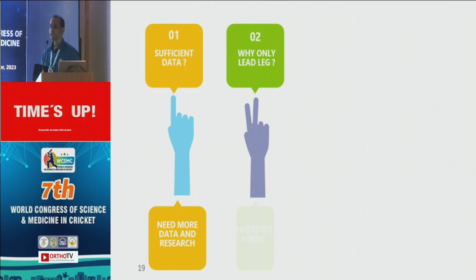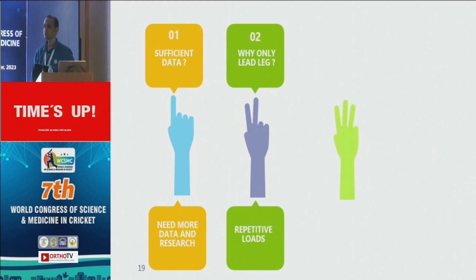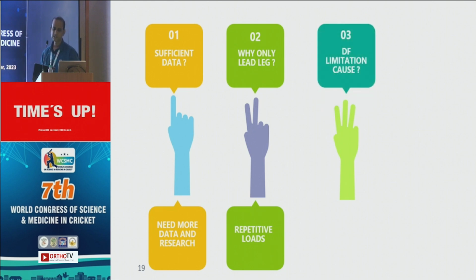Why only lead legs? Yes, we all know now it is because of the repetitive loads on bowling, which happens on the lead leg, with more ground reaction forces. So, this dorsiflexion range of motion limitation occurs mostly on the lead leg.